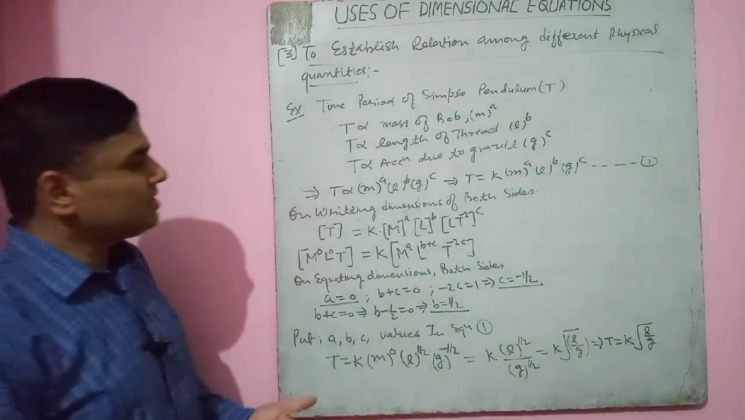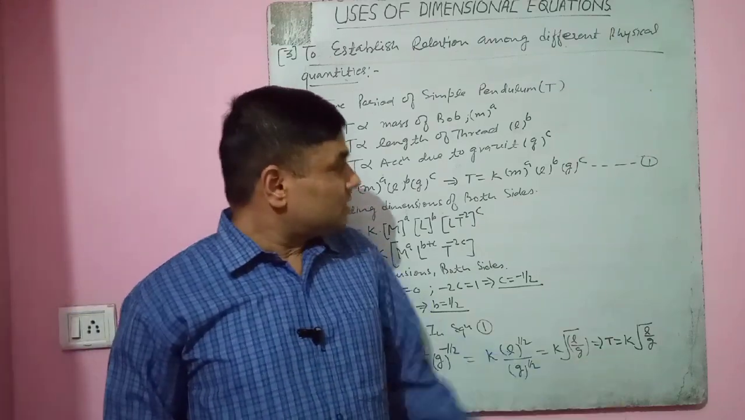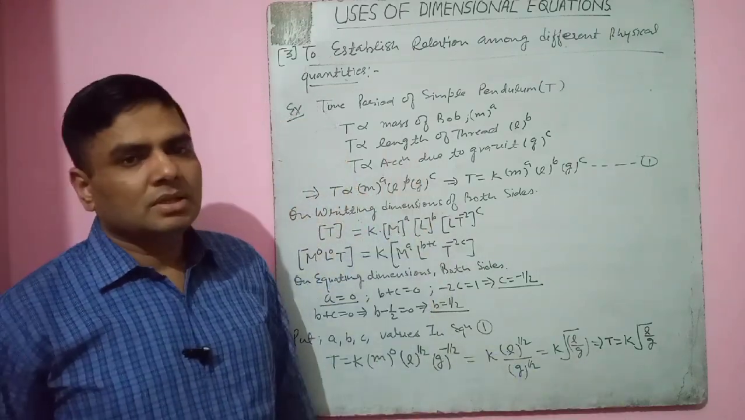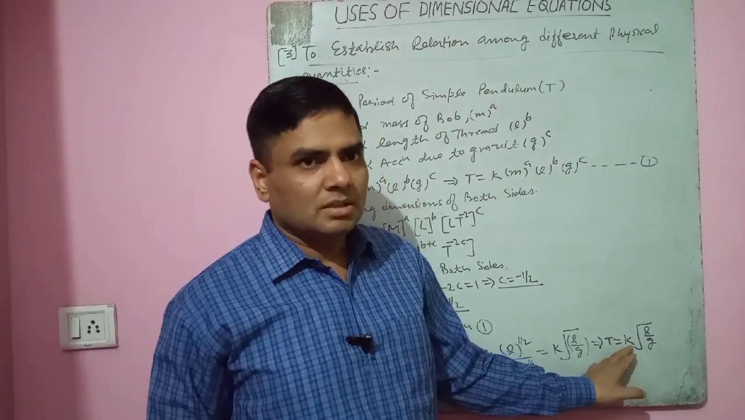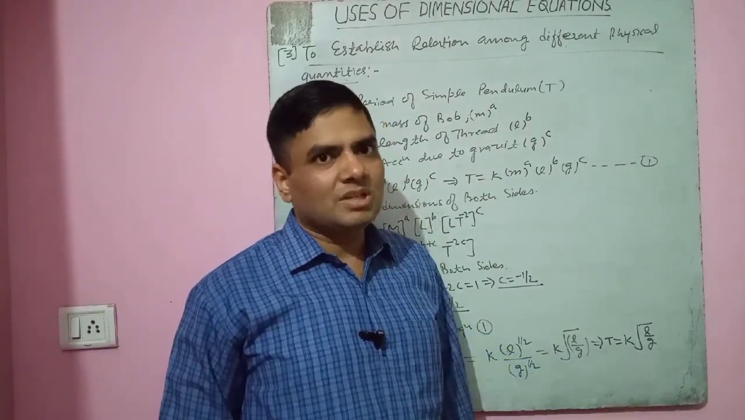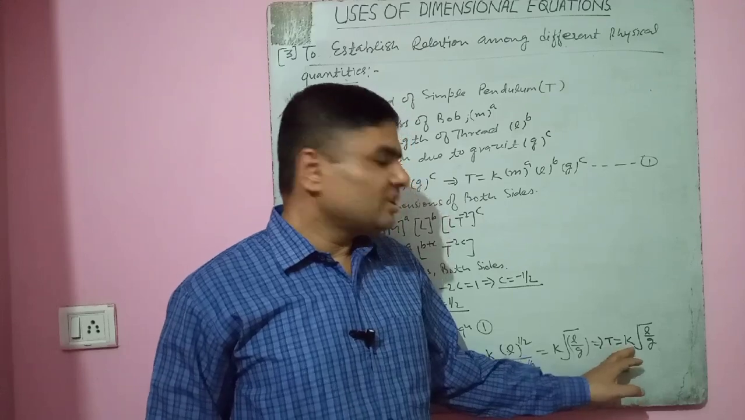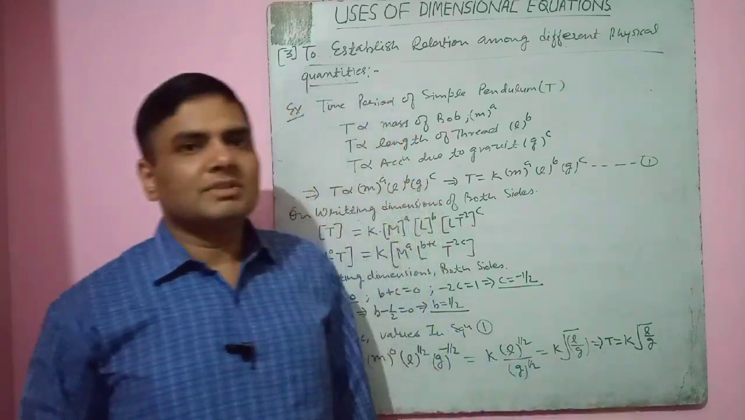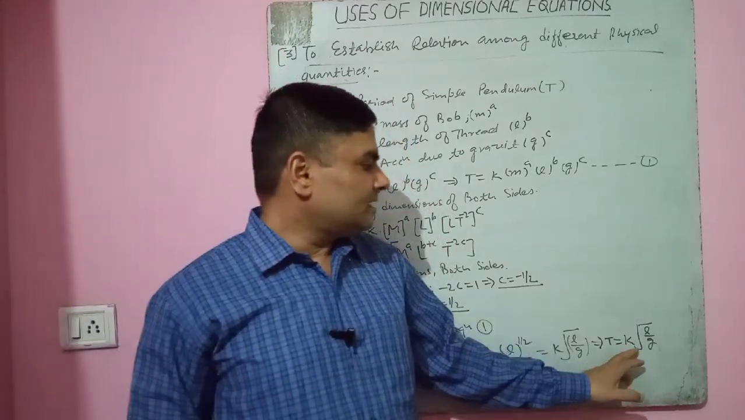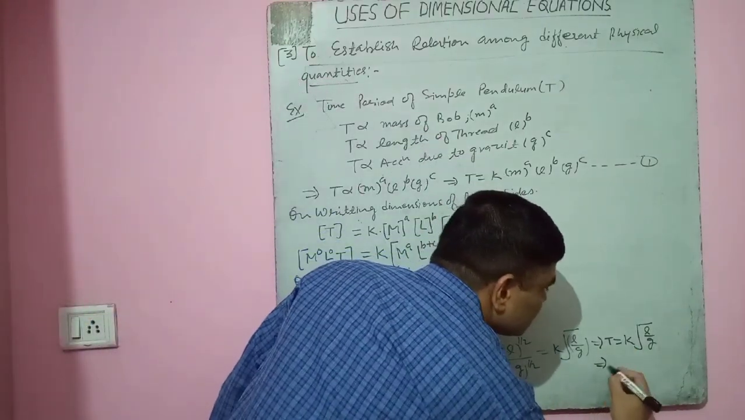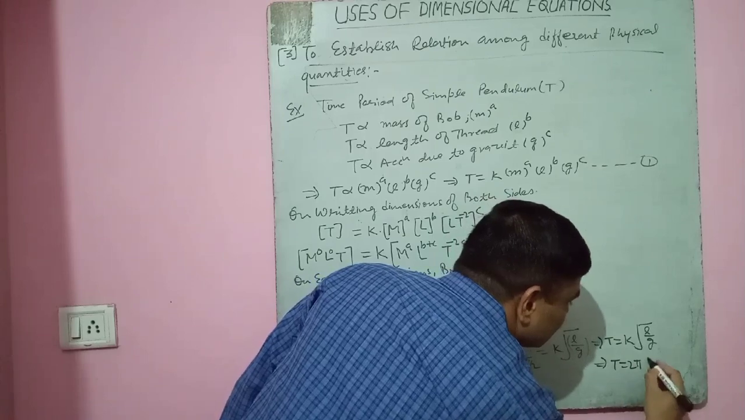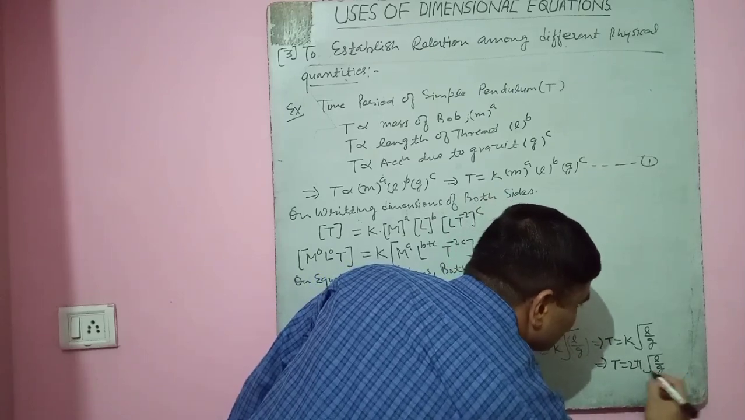Thus we have established the relation, but by the use of dimensional analysis we cannot find out the value of the constant K. This is the limitation of dimensional analysis. But from experiment we find out the value of K, and it is 2 pi. So the formula becomes T is equal to 2 pi into under root L upon g.